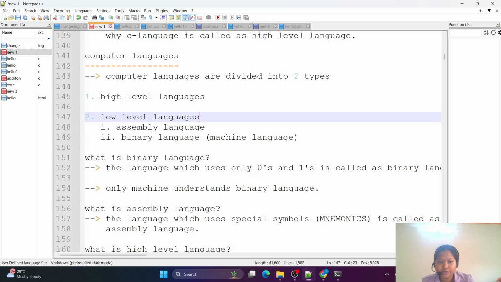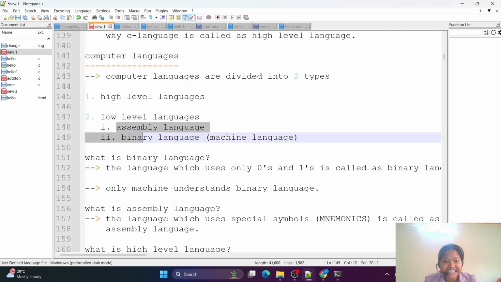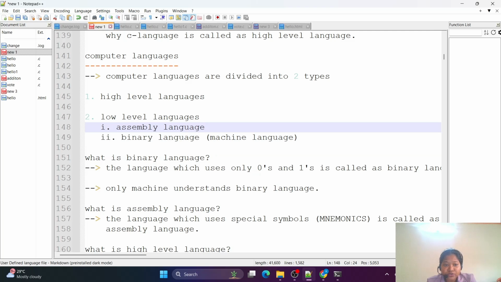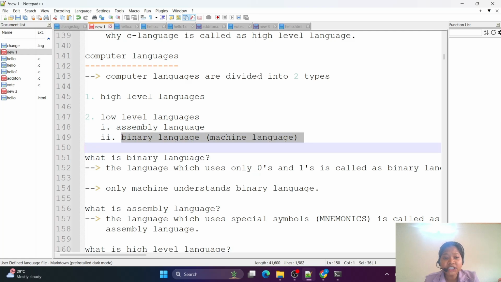but later this high level language came into the picture. The low level language is basically classified into two types. First one is assembly language, second one is binary language. Assembly language has some special symbols, or we call them mnemonics. So we use some mnemonics or special symbols in the assembly language. And in the binary language, only zeros and ones are there to write a program.